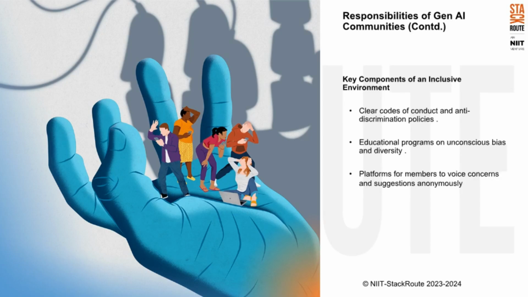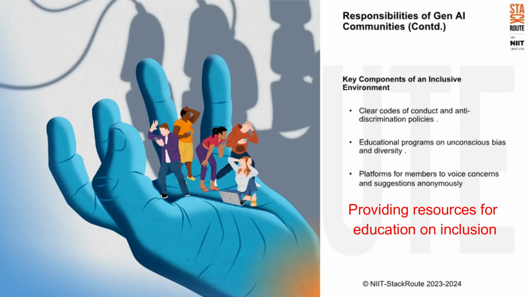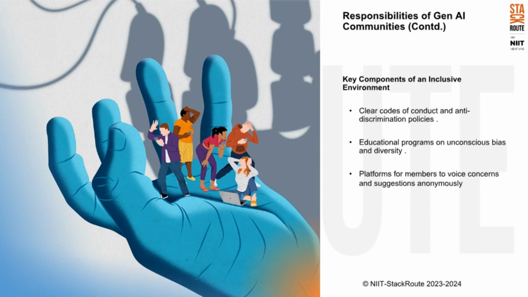It also includes ensuring an inclusive environment within the community. Creating an inclusive environment is a continuous effort to ensure that all community members feel valued and heard. GenAI communities implement policies and practices that prevent discrimination, harassment, or exclusion. This involves establishing codes of conduct, providing resources for education on inclusion, and actively addressing any issues that arise. Key components of an inclusive environment are clear codes of conduct and anti-discrimination policies, educational programs on unconscious bias and diversity, platforms for members to voice concerns and suggestions anonymously.